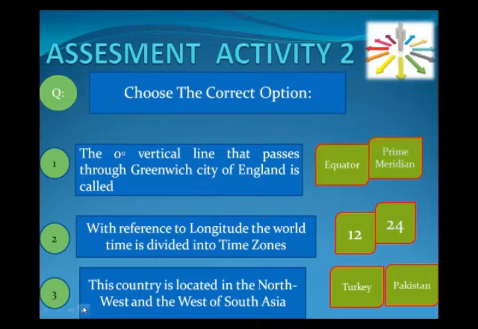With reference to longitude, the world time is divided into time zones. How many time zones are there? And the options are 12 or 24. The answer is 24. Number 3, this country is located in the northwest and the west of South Asia. The options are Turkey, Pakistan, and the answer is Pakistan is located in the northwest and the west of South Asia.